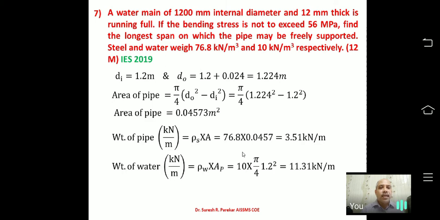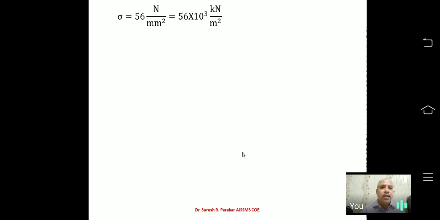Then weight of water, kilonewton per meter. Unit weight of water into area of pipe, because through that pipe your water is flowing, and that will give me 11.31 kilonewton per meter. So total load we will get 14.82 kilonewton per meter. So we have total load, now we know 14.82 kilonewton per meter.